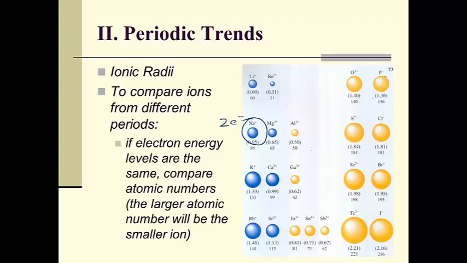So this also has 2 energy levels, not 2 electrons. So which one's going to be smaller? Well, simple. These two are isoelectronic. They have the same number of electrons. So the one with the larger atomic number will be the smaller ion. Why? Because it has more protons. The sodium has more protons than fluorine.